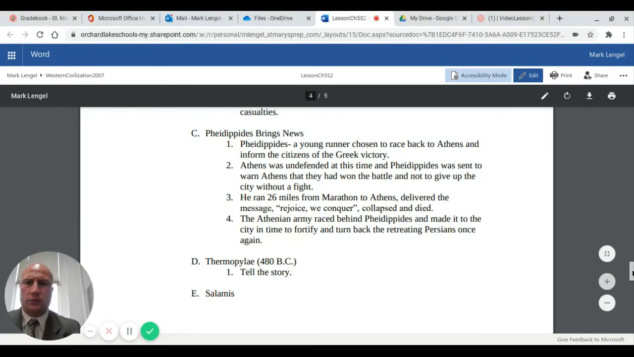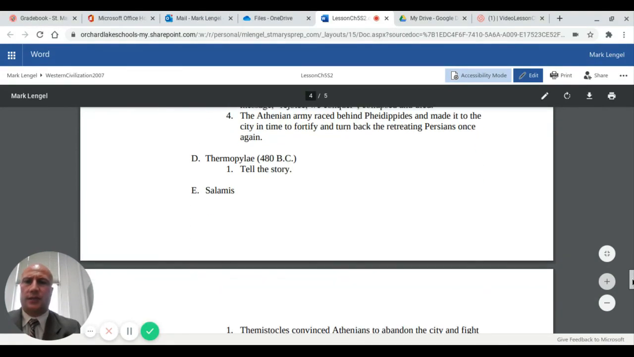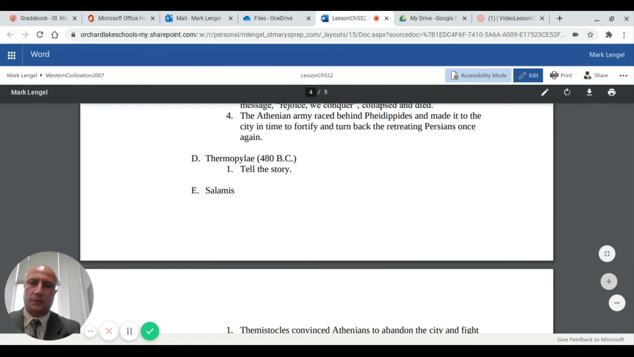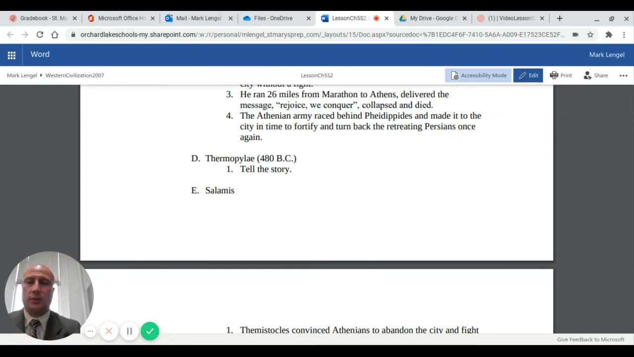Some other battles to research that are interesting is the Battle of Thermopylae, which took place 10 years later. It's between the Spartans. It's known as the 300 Spartans versus an onslaught of Persians. It's what the movie The 300 is all about.